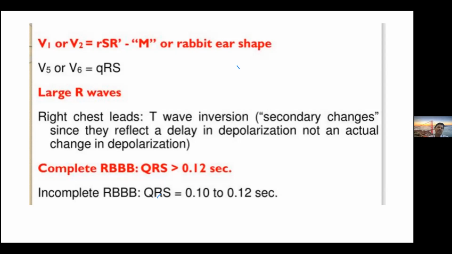So V5, V6 will have a small Q, septal Q will be preserved, and an R and a terminal negativity called the terminal S will be there. So the large R wave is due to the second depolarization happening in the right ventricle after the left ventricle, and there will be secondary ST-T changes following it. So the QRS width will be most of the time more than 120 milliseconds or 3 small squares. More than 2.5 small squares, we call it incomplete RBBB.